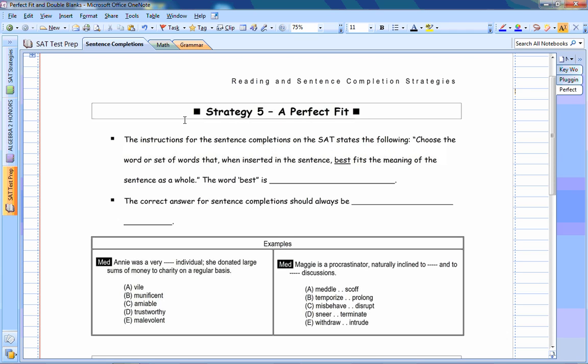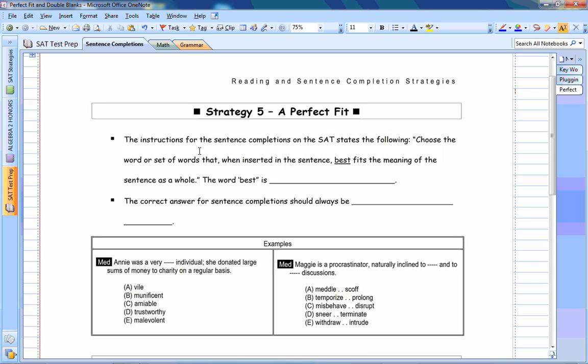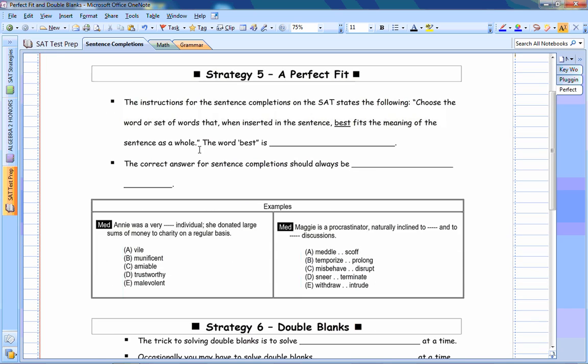that you want to make sure that the answer you select is a perfect fit, and we want to make sure that you're comfortable doing double blanks, because those can be a bit tricky. So this will bring a bit of closure to the sentence completion strategies, and hopefully make you better at doing these kind of problems when you do the real SAT, or if you do some SAT practice on your own. So let's look at strategy 5, which is called a perfect fit.